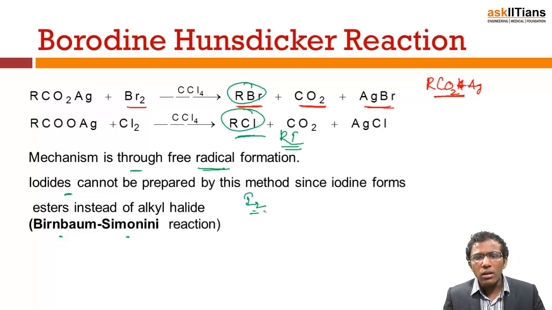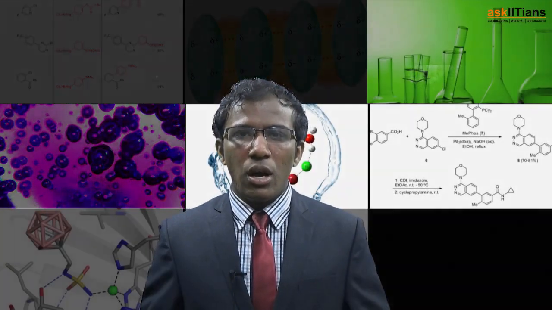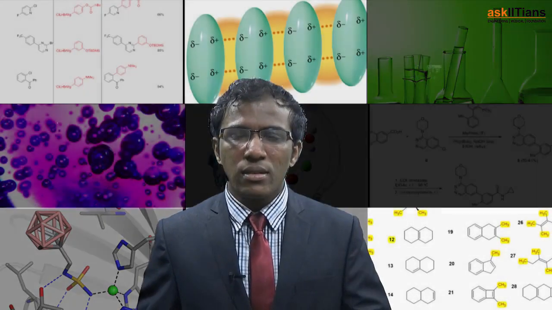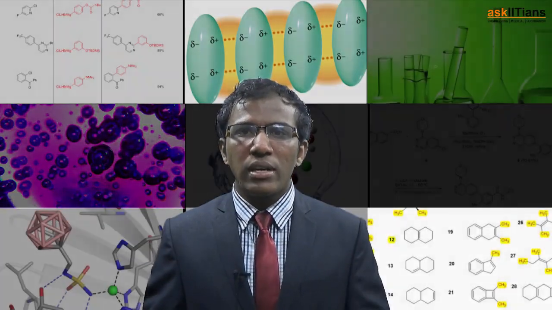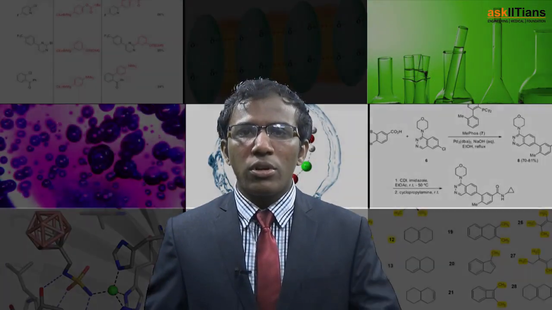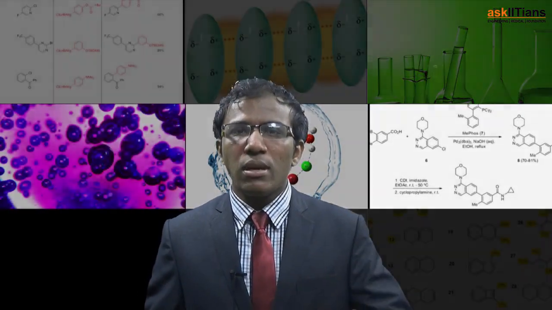So these are the few methods of preparation of alkyl halides from alkanes, alkenes and alcohols, the halogen exchange reaction and the Borodin-Hunsdiecker reaction. Students, in this part we discussed the methods of preparation of alkyl halides. We discussed how alkyl halides are formed from alkanes, alkenes and alcohols. We also discussed two important named reactions: one is the Finkelstein reaction, the other is the Borodin-Hunsdiecker reaction. So this is about the methods of preparation of alkyl halide.